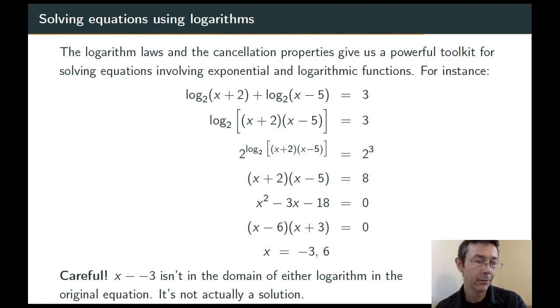When I plug in negative 3 to either one of those, I'm taking the logarithm of a negative number, which isn't allowed. The thing that happens here when I use the logarithm law going from the first line to the second line is that I am then doing the logarithm of a negative times a negative. So I have allowed an additional answer, a sort of phantom answer, to creep into my work. Bottom line, when you're solving equations with logarithms, it's a good idea to check your work at the very end.